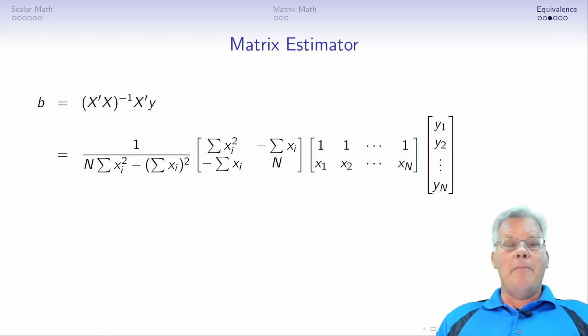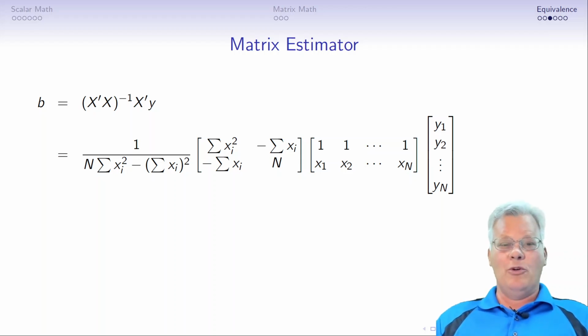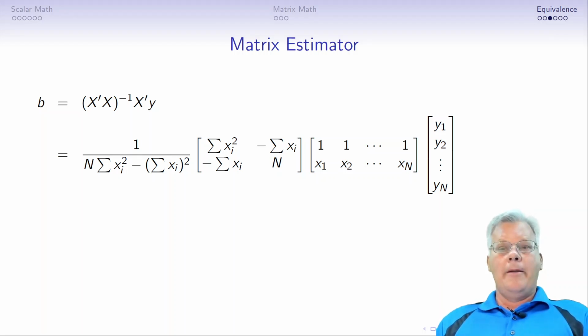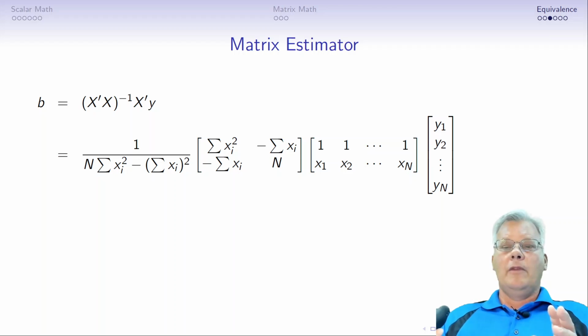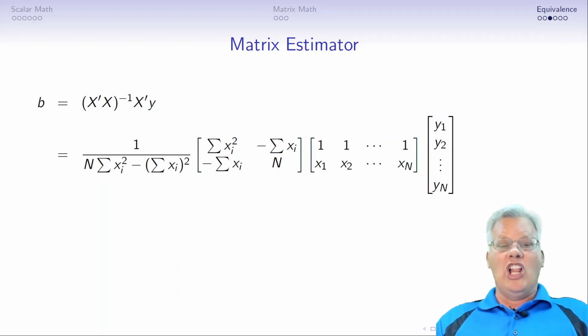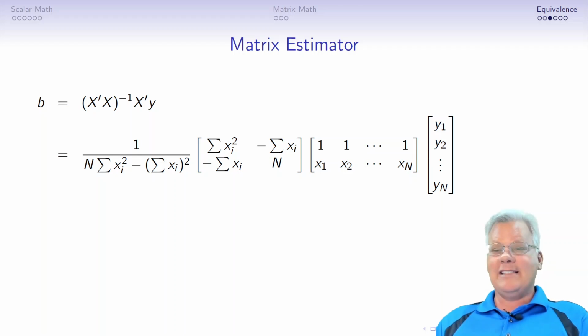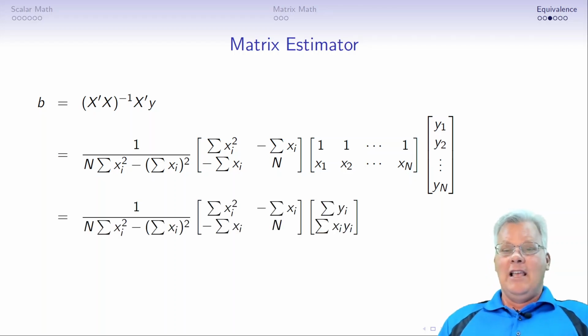So the matrix estimator of the OLS equation, B, which is x transpose x, or x prime x inverse, x prime y, if we now state what each element is, we have a definition of x prime x quantity inverse from the previous slide. We know what x is, we know what y is.